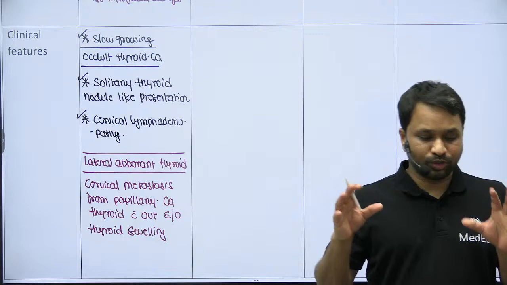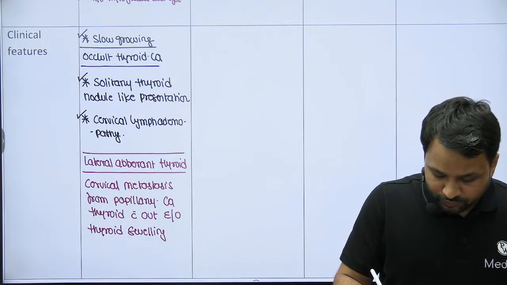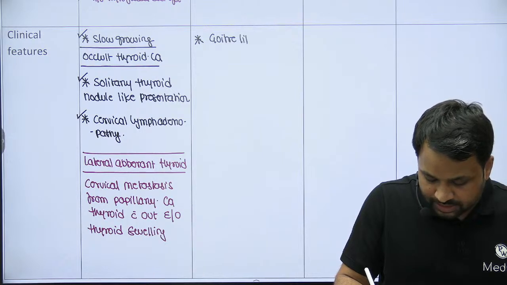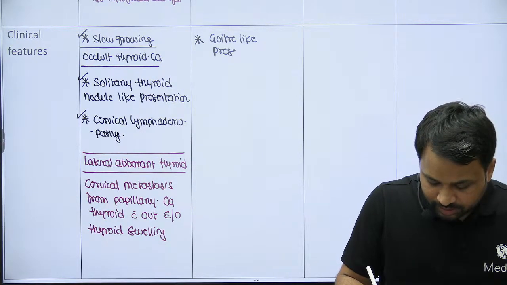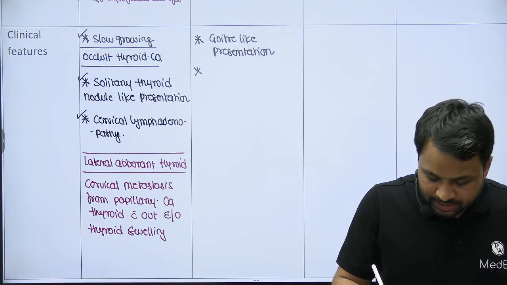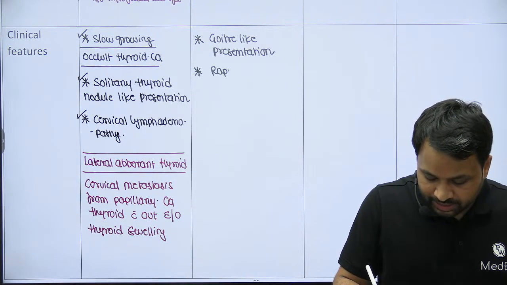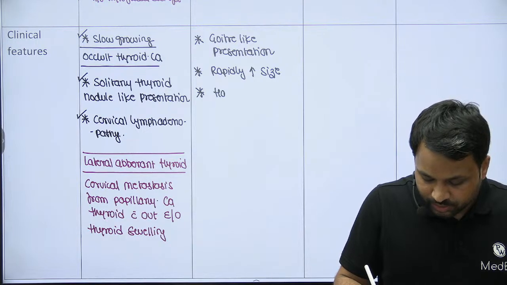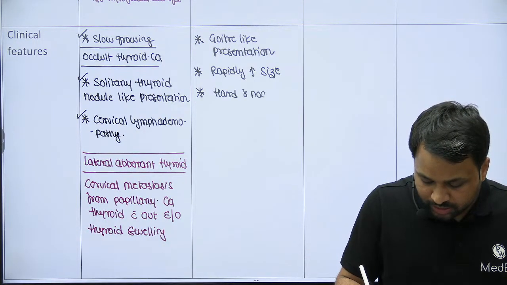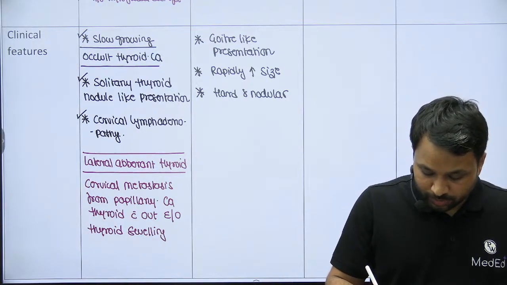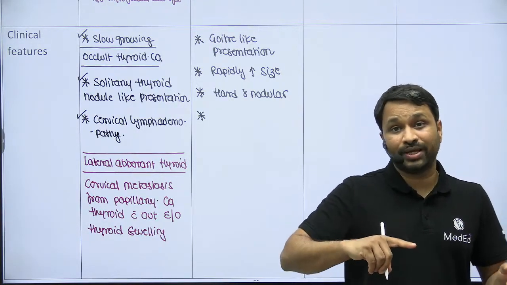When it comes down to follicular cancer thyroid, a patient is going to present to you with a goiter-like presentation. Along with it, you will see it rapidly increasing in size. It is a fast growing swelling, going to be hard as well as nodular surfaced.